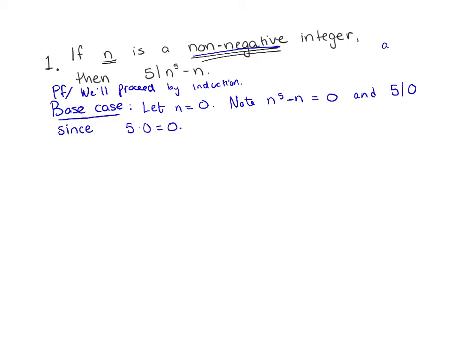Remember, a divides b if b is equal to something times a, where that something is an integer. So 0 counts. So I have that 0 is equal to 5 times something. Okay, so our base case holds. So now we can go on to our inductive step.